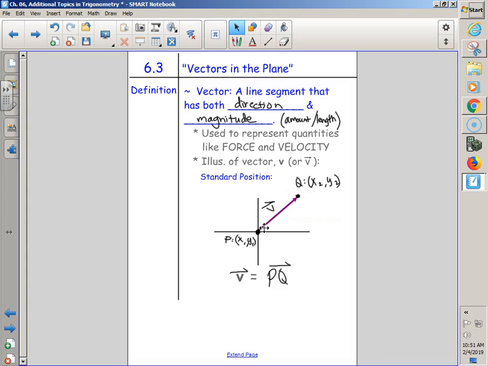Or we could call it by its initial, then terminal points. Its beginning and then ending. And we talked about how we couldn't call this vector QP, because if it was the vector QP, it'd be going the opposite way. So that's another way of naming the vectors, from the beginning to the end. And remember, once again, vectors don't go on forever.